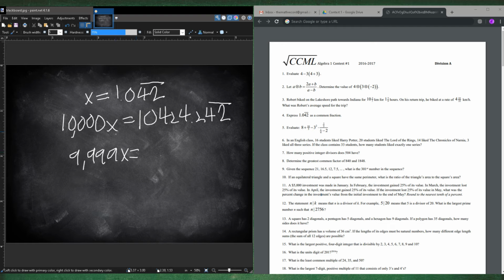9,999x is equal to 10424 minus 1, which is 10423. And then 2 minus 0 is 2. And then 0.42 repeating minus 0.42 repeating is just 0. So this is just the remaining. So just divide by that number from both sides.